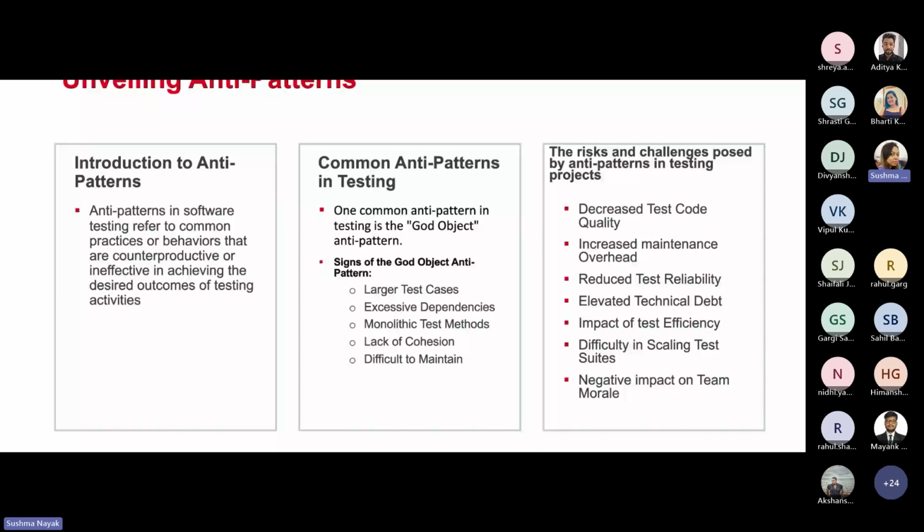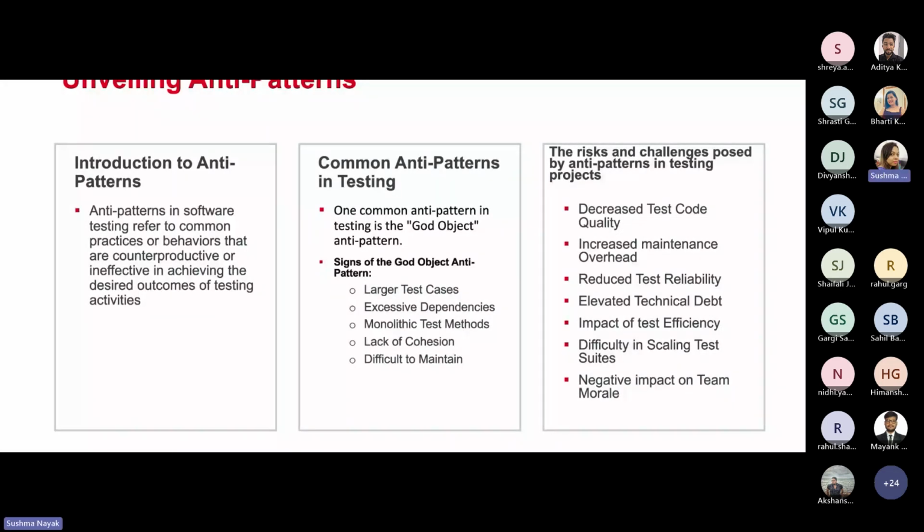Now we have difficult to maintain. Here, the test code is challenging to modify, extend, or debug due to its size and complexity. Obviously, the size is too big and the code has already become complex, so it is very difficult to maintain. So, what are the impacts of the anti-pattern? It decreases readability, so the testers cannot understand the intent and purpose of the test scenarios, as everything is written in a single class. Hence it decreases the readability.